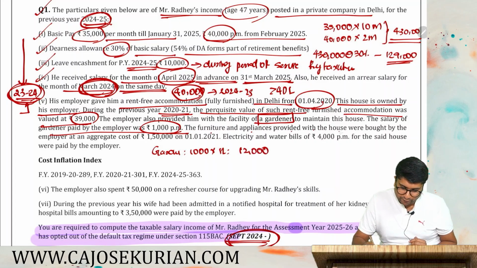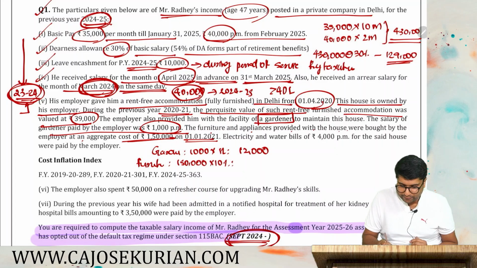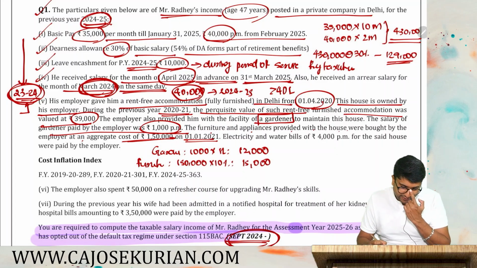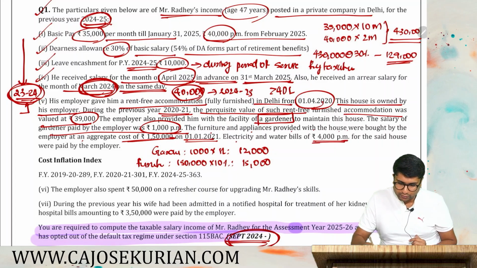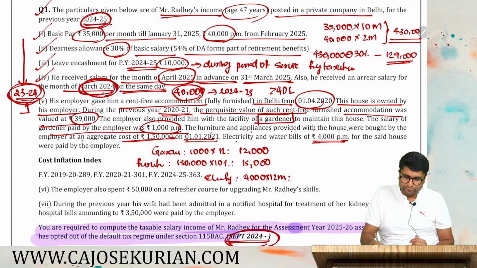Furniture and appliances provided with the house were bought by the employer at an aggregate cost of 1,50,000 on 1st January 2021. So furniture has been given. So the cost of the furniture is 1,50,000 into 10% shall be the value for a year. That will be rupees 15,000. So let it be there. Electricity and water bills for 4,000 per month for the said house were paid by the employer. So electricity 4,000 per month into 12 months, that will be 48,000.